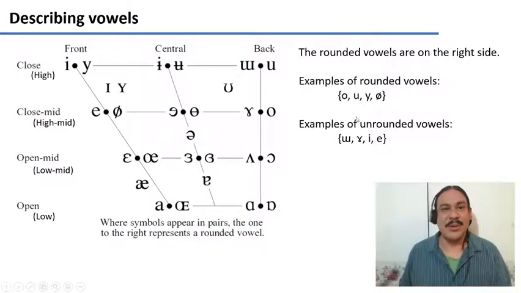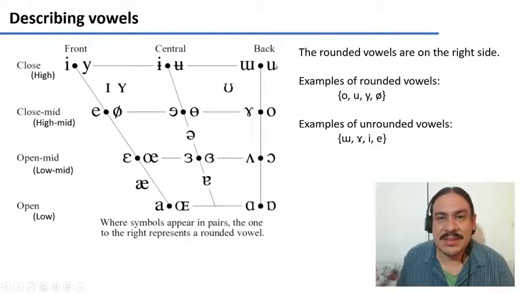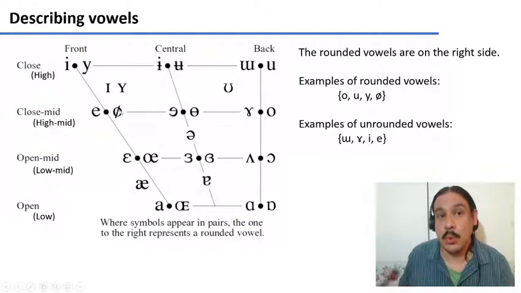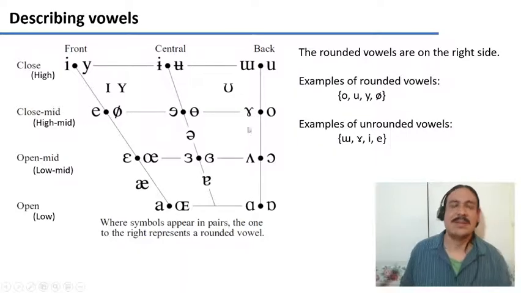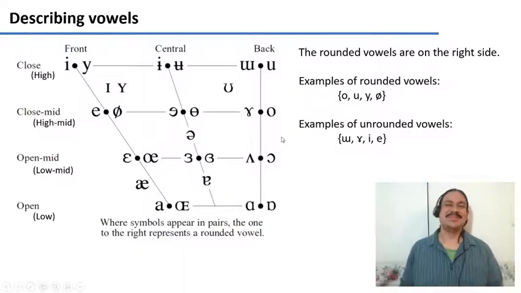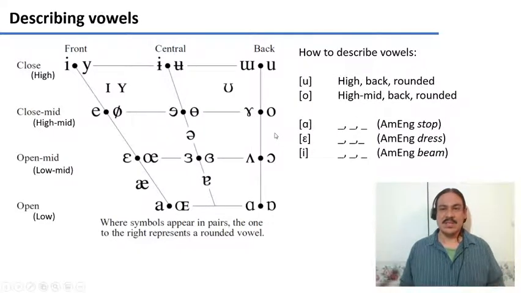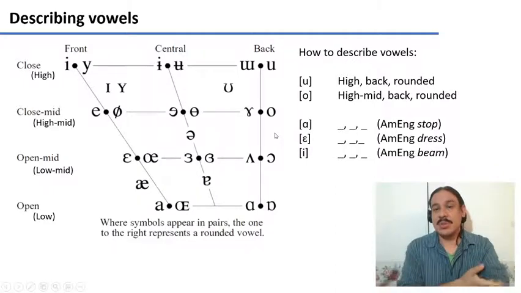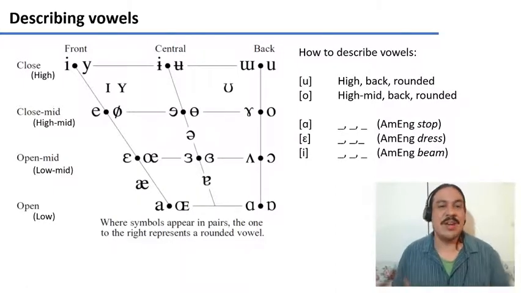And yeah, so the ones on the right, like u, like o, like u from German, for example, these are rounded. And the ones on the left, like i, e, are unrounded. This one exists in Mandarin, for example. So, we're going to use those three dimensions to describe vowels.